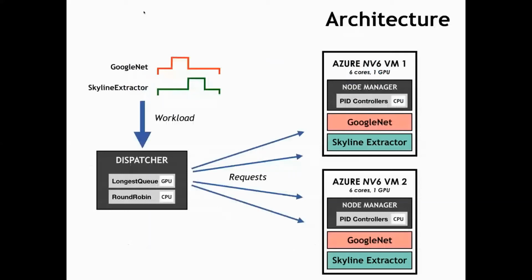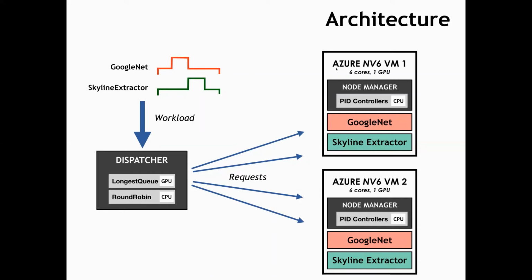So this is the architecture of the solution, and also using the architecture, I will introduce the experiment that I'm going to show. Say that we have two applications. In particular, for the experiment, we are using GoogleNet and Skyline Extractor. GoogleNet is a well-known deep learning application provided by Google, of course. And Skyline Extractor is an application provided by one of the Sodalite partners. These applications have different workloads, of course, because they are completely independent.